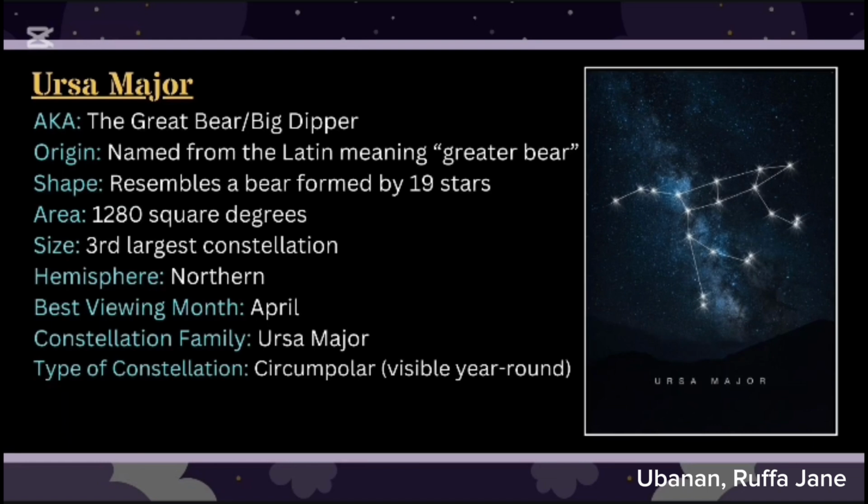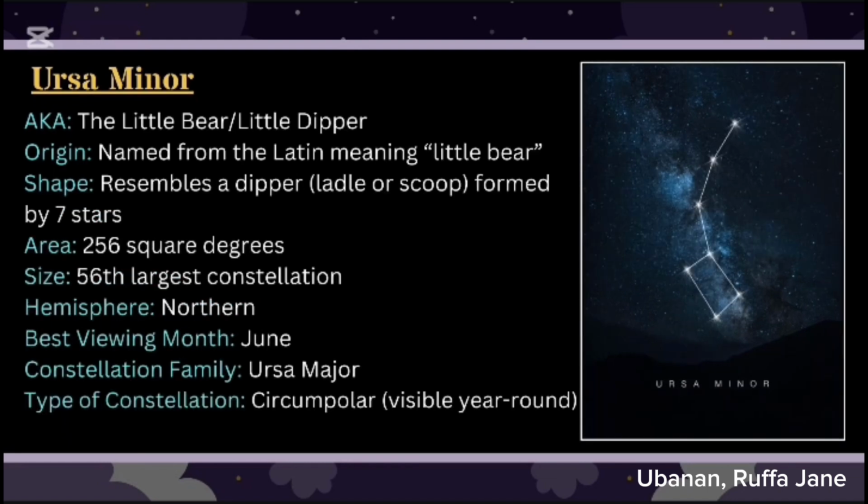The last is Ursa Minor, also known as the Little Bear or Little Dipper, a constellation named after the Latin phrase Ursa Minor, meaning little bear. It's shaped like a smaller dipper, ladle, or scoop formed by seven stars, making it a smaller and less prominent constellation compared to its larger counterpart, Ursa Major. The name Little Bear comes from the constellation's shape, which resembles a smaller bear with a long tail. The Greeks and Romans saw these patterns of stars and named it after the mythical creature.